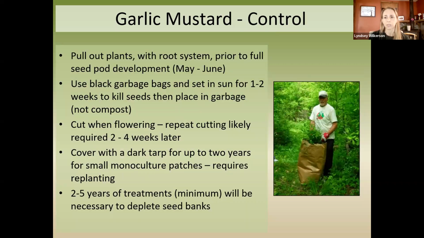For control, the biggest thing to note here is that it's going to take a minimum of 2 to 5 years to stay on top of depleting the seed bank. The seeds can stay viable for up to 5 years. So you can use different ways. You can pull out the plants, you can cut off the tops when they're flowering, or you can cover it with a tarp. That's my personal preference for my own backyard where I've had it. But 2 to 5 years is the minimum that it's going to take to stay on top of that to make sure that we're not seeing that come back.